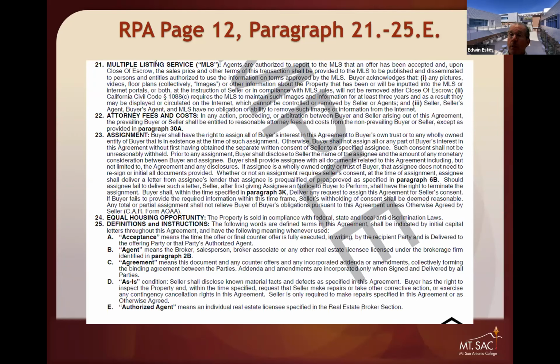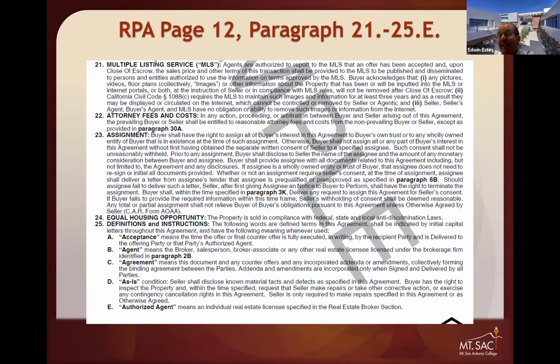Paragraph 22, the prevailing party, the winner, is entitled to attorney's fees, provided they agree to mediate the dispute. Okay, we'll talk about mediation in a little bit. And then paragraph 23 is our assignment paragraph. Remember where I said, if the buyer is just assigning their position to an alter ego, that's okay. You know, the seller can't deny that.